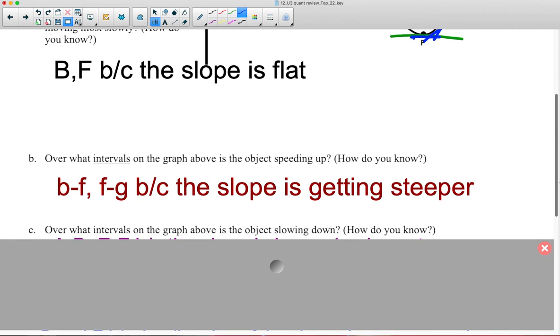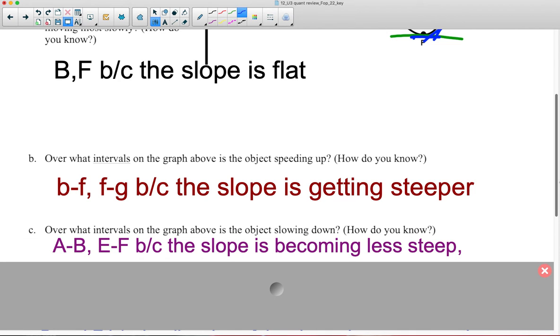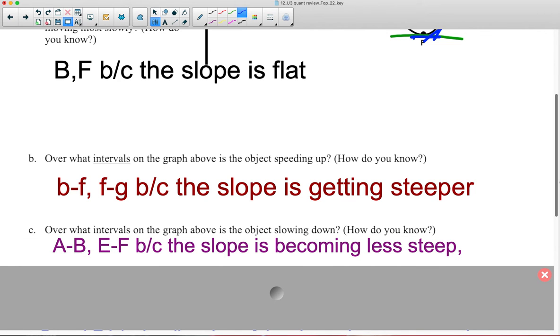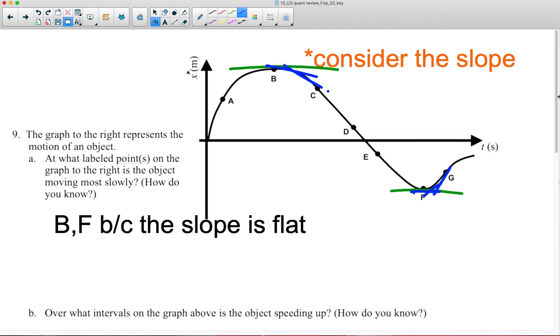Moving on, over which intervals is the object slowing down? So we're going to look not for where it's getting steeper, but for where it becomes less steep. We say A, B, and E, F. So we're going to go over to a red slope. So from A to B, the slope is becoming less steep. It's becoming flat. And E to F, it starts in a big negative slope, a smaller negative slope, and ends flat.